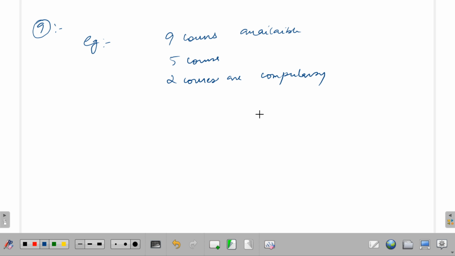if I have to give this one as an example, just think that I've got 9 courses available, out of which I have to choose 5 courses, where 2 courses are compulsory. So if 2 courses are compulsory, it means these 2 courses are compulsory among the 9 and among the 5 also. So in short, your combination would be 9 minus 2 C 5 minus 2. Why is that so? Because both the courses are compulsory for 9 also, for 5 also.